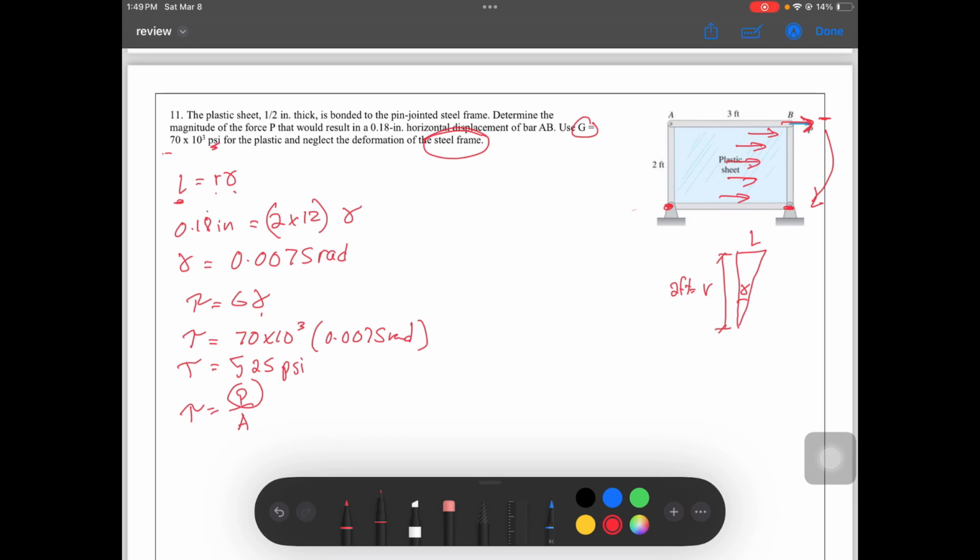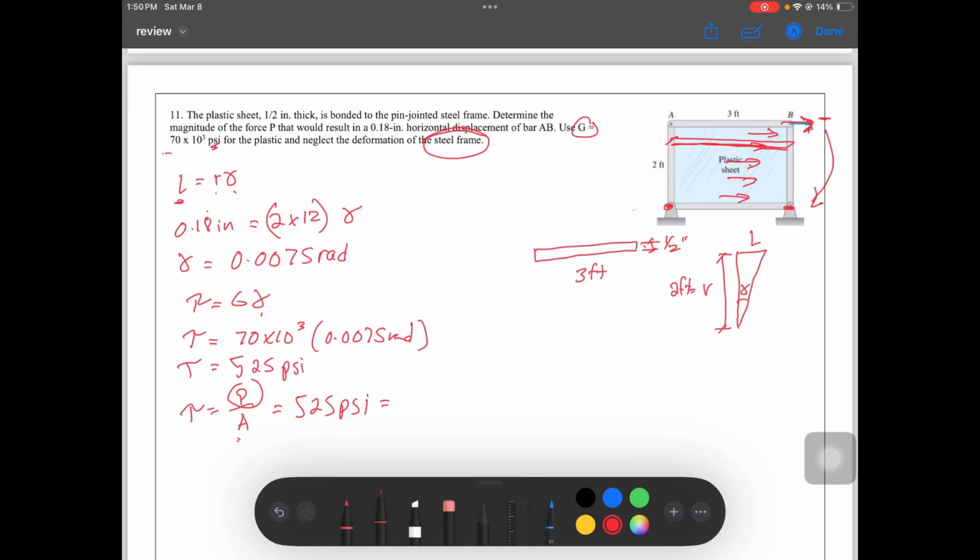So, what is our shearing area there? As they say, the shearing area is the area parallel to the line of action of your force. This is your line of force. So this is the area parallel to your line of force. And that is this rectangle, which is 3 feet and the thickness of the plastic, which is 1/2 inch. So this is our area in the denominator. So, what is our tau? Let's substitute below. This is 525 PSI.